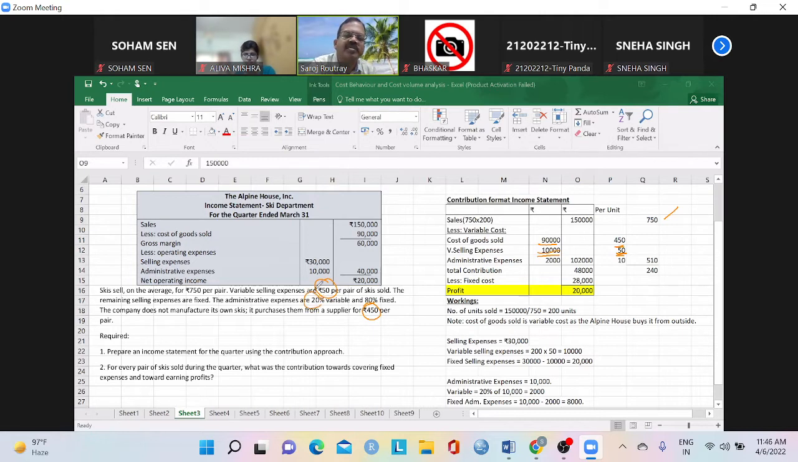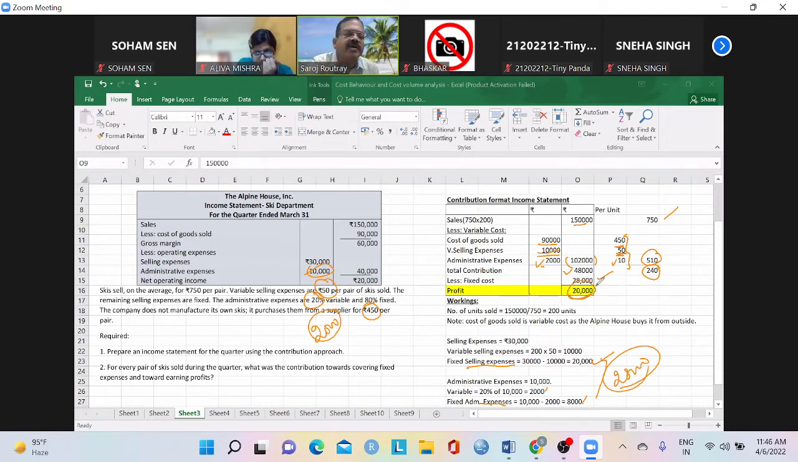Administrative expenses 20% is variable. So out of 10,000, 20% is 2,000, which is variable. So per unit 10. This together is 510, so contribution is 240. Total contribution 1,02,000 deducted from 1,50,000 is 48,000. Fixed cost: 20,000 out of selling expenses is fixed. Administrative expenses out of 10,000, 2,000 is variable, so 8,000 is fixed. Together it is 28,000. If we deduct 28,000, profit is 20,000.